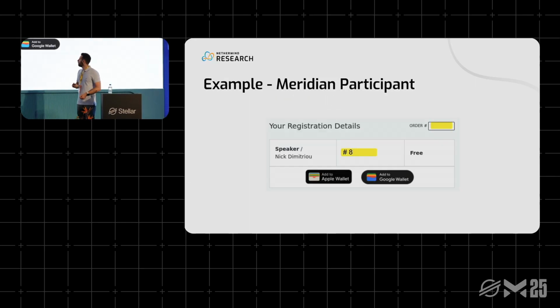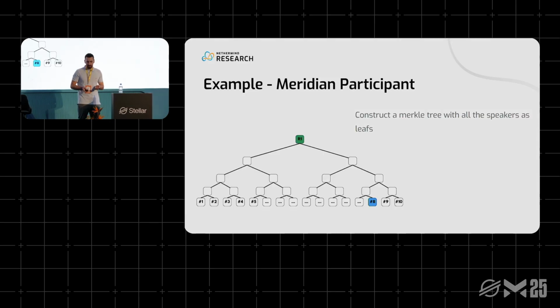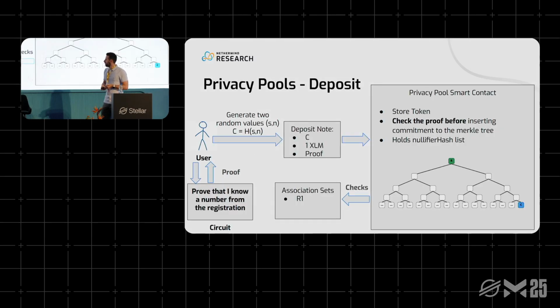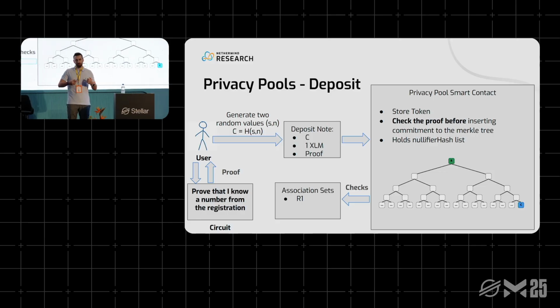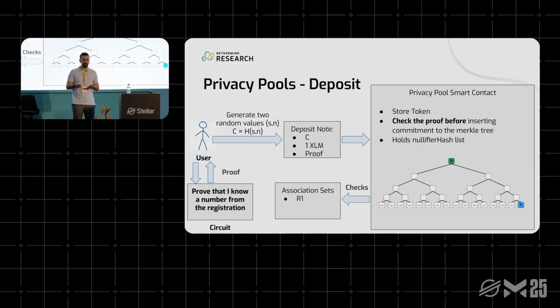Let's look at an example of how that would look. When we registered for the Meridian event, we got registration details that had a hash number. That was the registration number. Let's say that this number is unique and secret to each speaker. We can take this number, construct a Merkle tree with all the speakers, and then the user can create a proof that they know a number from the registration. Here it's important: we don't want to disclose this number, because it would identify this speaker and de-anonymize the user. We construct a proof that we know a number that's actually in the tree, and then we follow the same process as before.